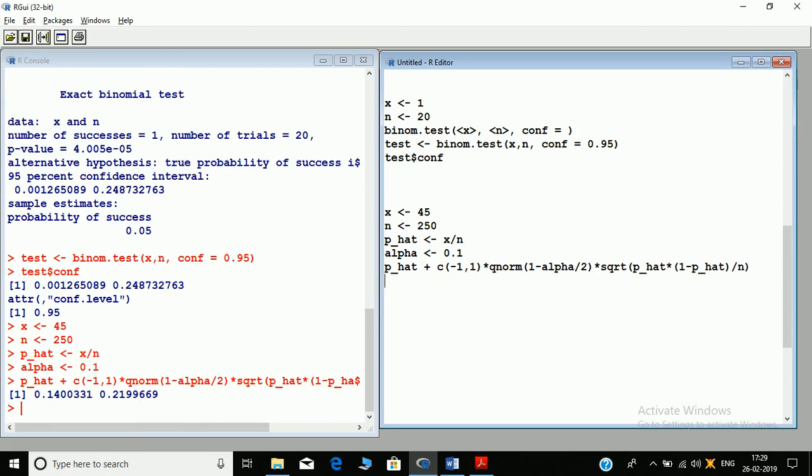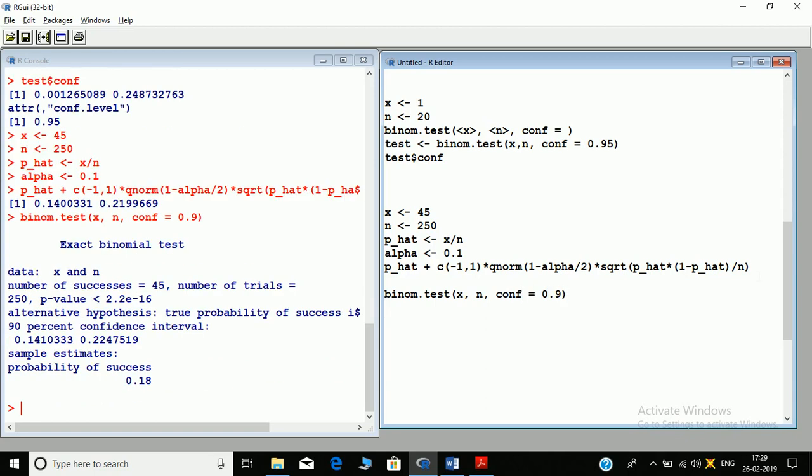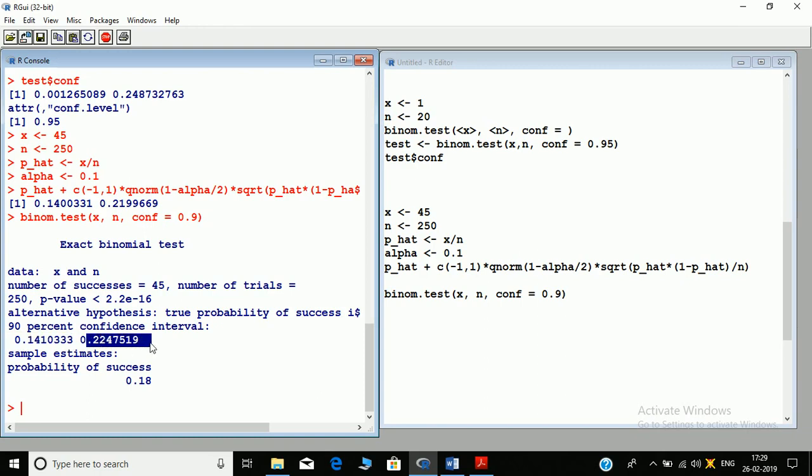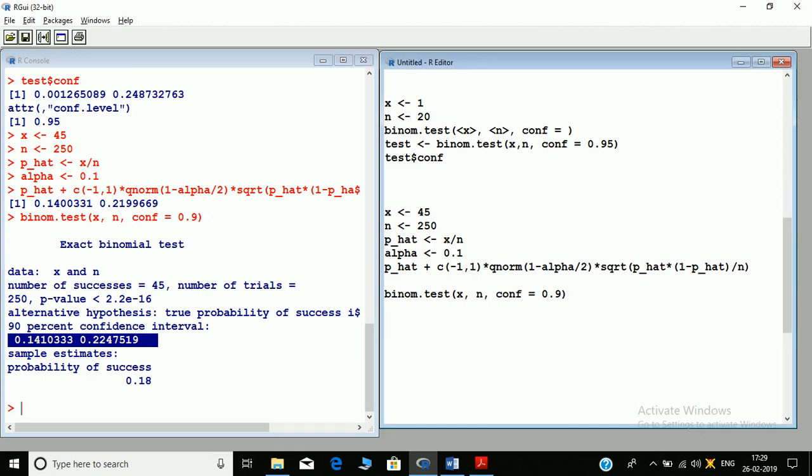Okay, this was by normal approximation. We can also use the exact binom dot test. So binom dot test x, n and confidence level, conf equals 0.9. See, 0.1014033 and here 0.141 and 0.224. This is approximated normal approximation and this is the exact binomial distribution test. Extracting values I showed you. Again, same way you can extract.